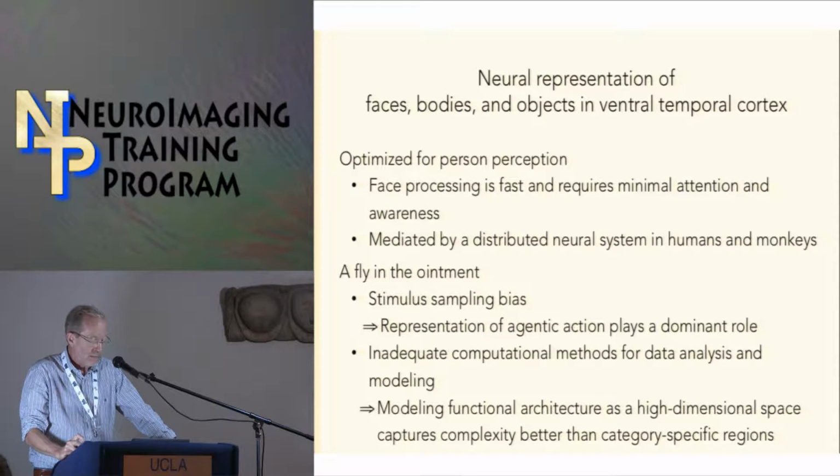So this is an outline for what I want to talk about. First, most models or discussion of the organization of ventral temporal cortex focus on the neural representation of faces, bodies, and objects. And generally, it looks like the ventral temporal cortex is optimized for person perception. So it plays a very large role in social cognition. And we'll talk a little bit about some of the specialization.